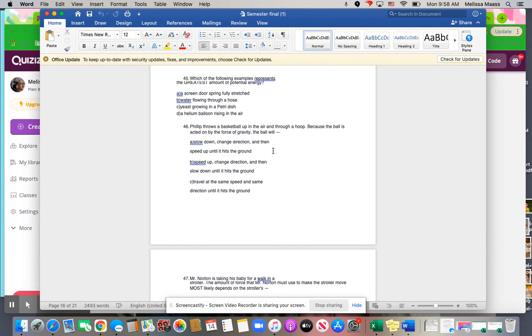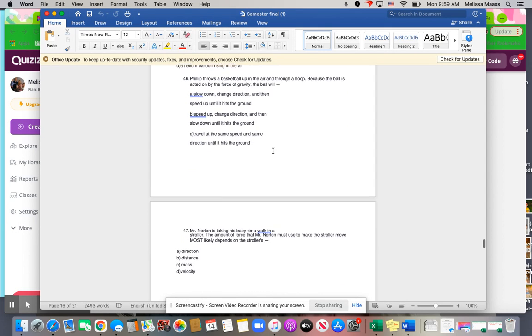All right, 45. Which of the following examples represents the greatest amount of potential energy? So you got to think of each example and think about what would have the greatest amount of potential energy. So a screen door fully stretched, similar to the bow and arrow example, if it's fully stretched, it has a lot of potential. So that could be a choice. Water flowing through a hose, that's moving, that's kinetic. Nope. Yeast growing in a petri dish. Nope, kinetic. A helium balloon rising in the air. No, it's gaining tons of potential, but it's also still in motion. So it's going to be A, screen door, fully stretched.